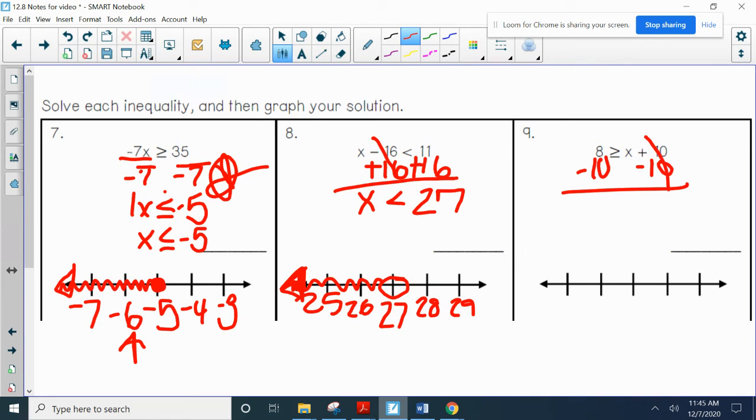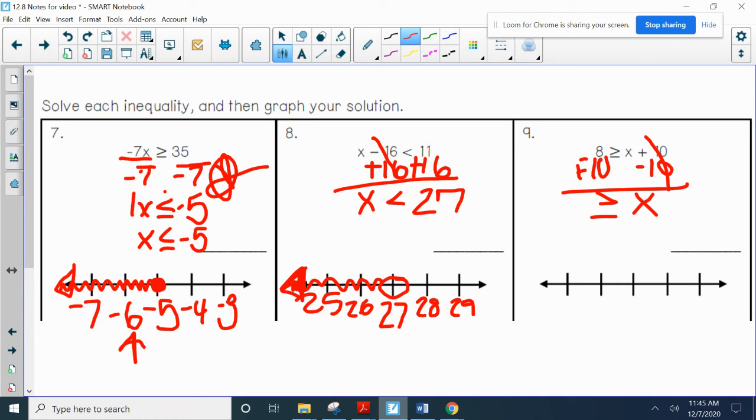10 minus 10 is 0. So x is less than or equal to 8 minus 10. I can't take 10 from 8. So I'm going to say keep the 8, change subtraction to addition, make that 10 a negative.